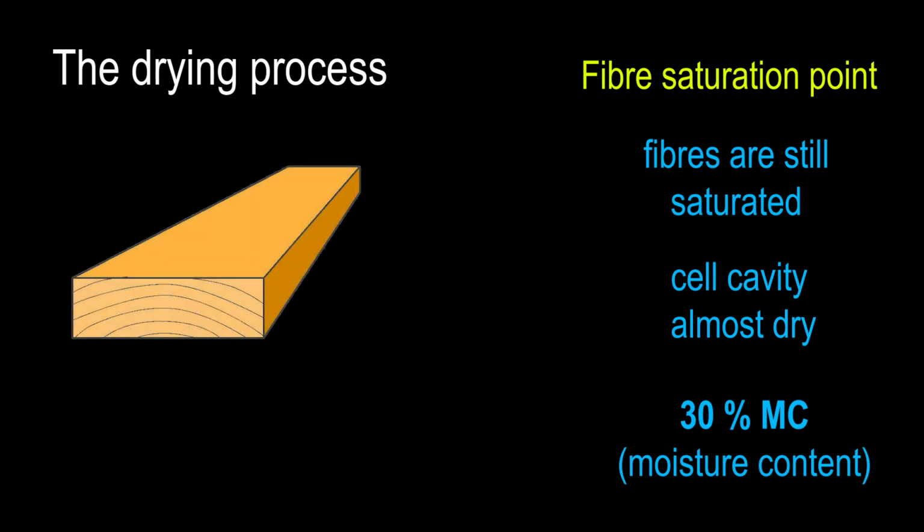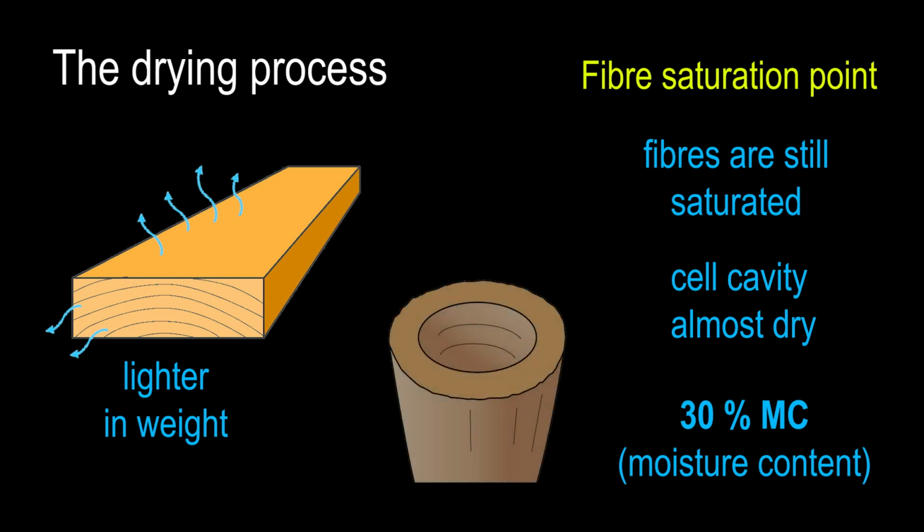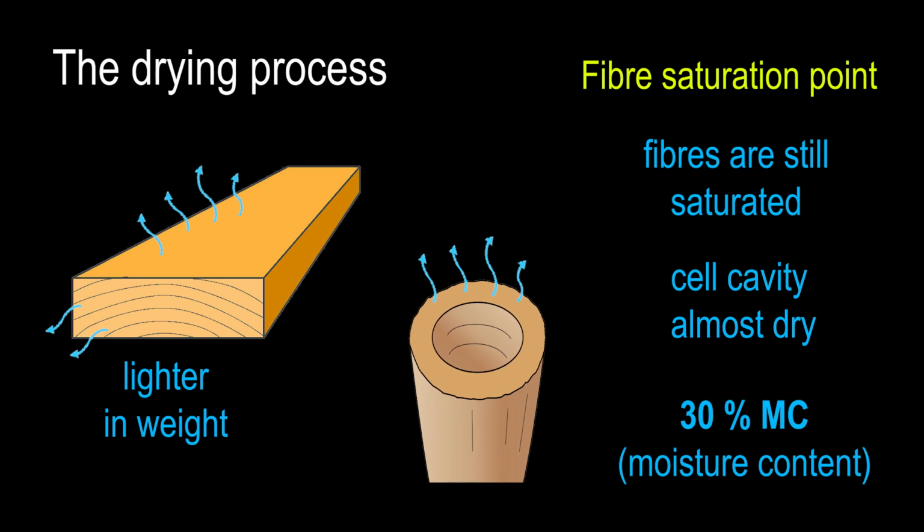Until fibre saturation point is reached, the biggest change in the timber is that it gets progressively lighter as the free moisture is lost. After fibre saturation point, however, the cell walls begin to shrink and get stiffer. This is the process of seasoning.